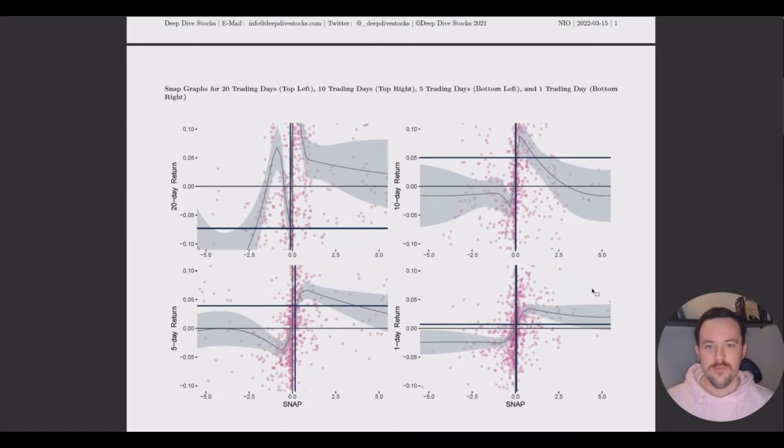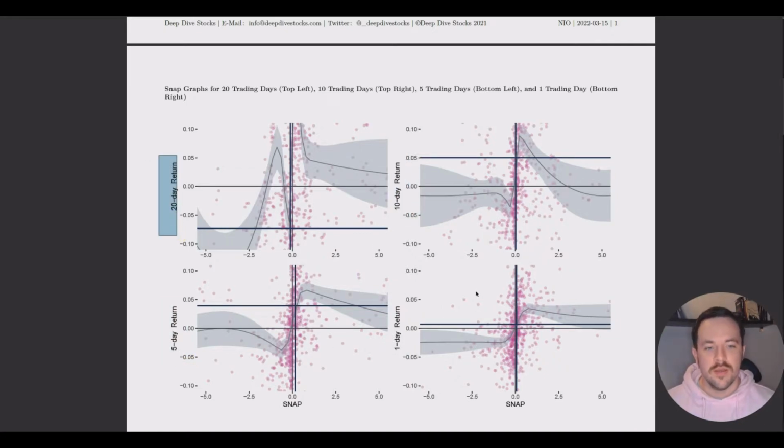So first we go to the snap graphs. These snap graphs take VoEx's behavior and then map it to the historical way that the price behaved in the past over a given interval. So for instance, we have the 1 day, the 1 week, the 2 week, and then the 1 month time frames.